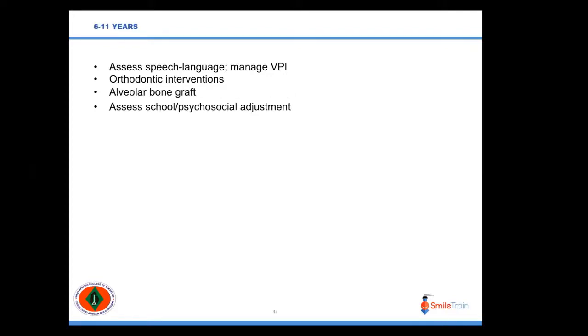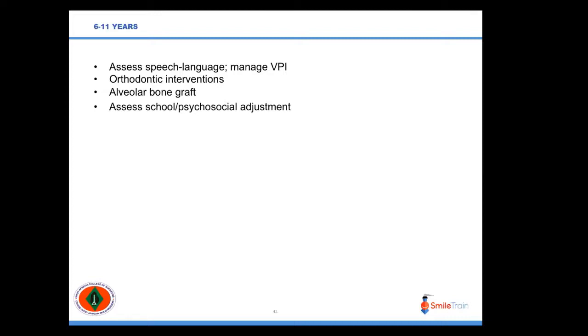At 6 to 11 years, the language is also considered. The VPI is done. The orthodontic intervention, now the teeth have erupted, I need to see how they are growing. Those that are malaligned, we need orthodontic intervention. And at the age of 9 to 11, this is the time we consider an alveolar bone graft for these babies. And then we plan that also, assess school and psychosocial adjustment, because these babies have started going to school and we need to look at them.